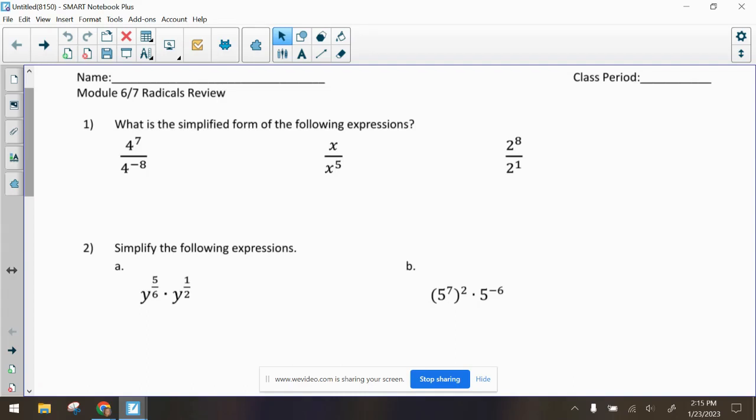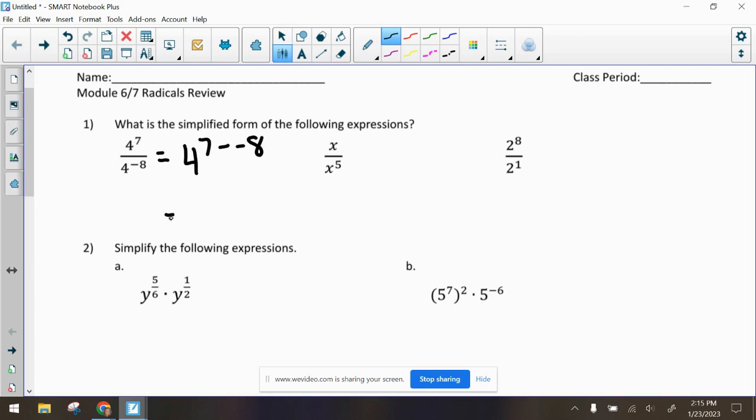6-7 radicals review guide. So we're going to start off with some exponent properties, which you can see here. So question 1 and all 3 pieces of it really challenge you on quotient property, where you are subtracting the exponents. So for the first one, it doesn't matter that they're numbers. I'm still going to make it 4 to the 7 minus -8. That minus turns into a positive, which would give us 4 to the 15th.